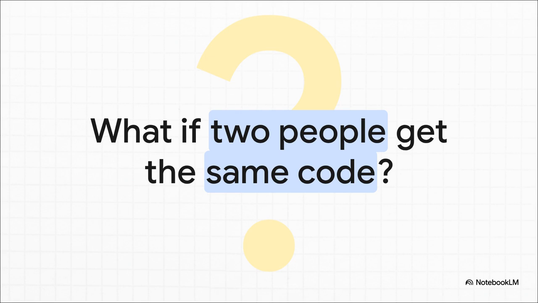What happens if two different people get the exact same shortcode? This is called a collision, and it's a disaster. You'd have two completely different long URLs pointing to the same short link. When that happens, your service is fundamentally broken. It just doesn't work. One of those links is guaranteed to fail.